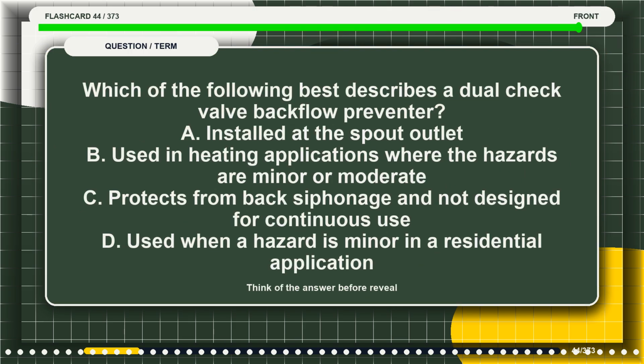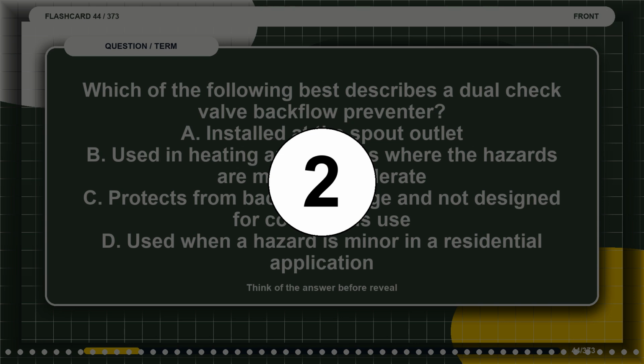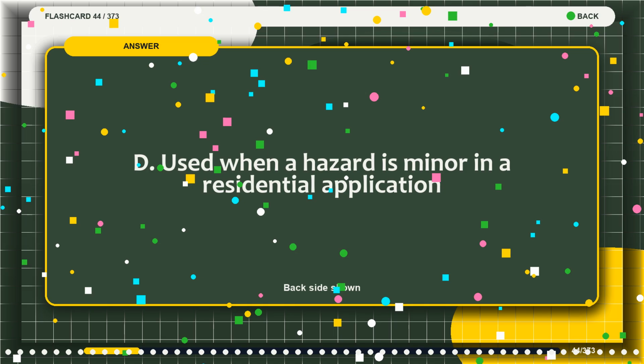Flashcard 44. Which of the following best describes a dual check valve backflow preventer? A. Installed at the spout outlet. B. Used in heating applications where the hazards are minor or moderate. C. Protects from back siphonage and not designed for continuous use. D. Used when a hazard is minor in a residential application. Think of the answer before the reveal. The answer is D. Used when a hazard is minor in a residential application.